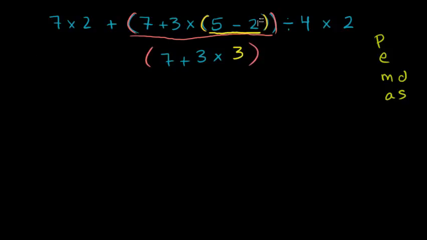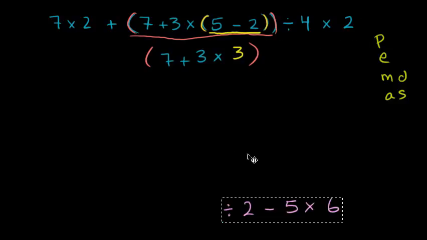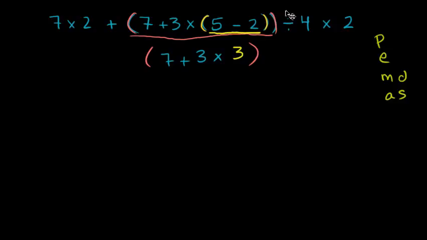And of course, you have all the stuff on either side. I wanted to copy and paste, but that's giving me the wrong thing. Let me just rewrite it. That's the easiest thing. I'm having technical difficulties. So divided by 4 times 2. And on this side, you had that 7 times 2 plus this thing in orange parentheses there.